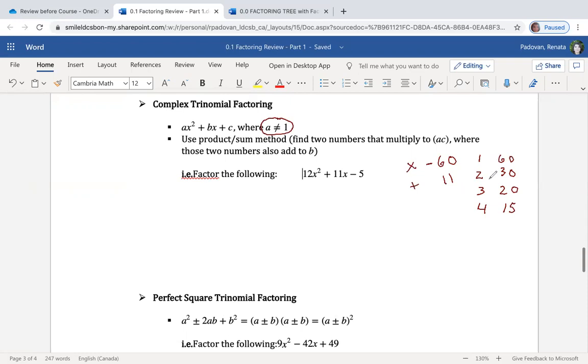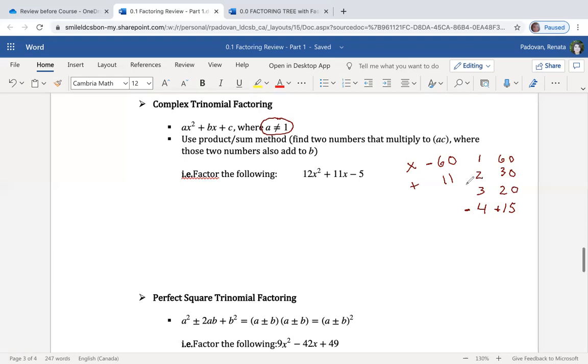But also when I take a look at the numbers, I'm looking at whether one has to be positive and one has to be negative. This has a difference of 11. So I'm going to stop here and take a look. If 11 is the positive, if I put the positive on the bigger number and the negative with the 4, then 15 minus 4 gives me 11, and positive 15 multiplied by negative 4 gives me negative 60. So then that would be my answer.